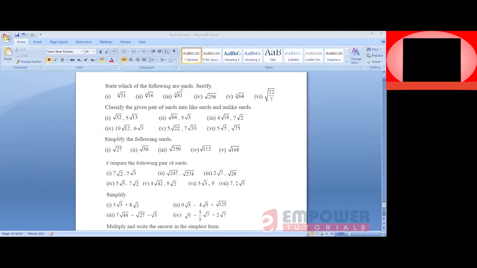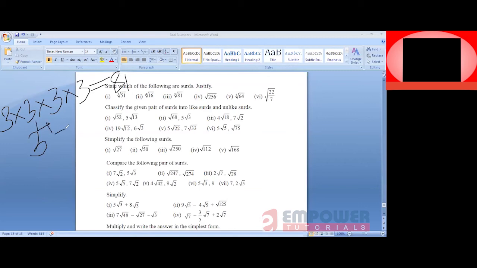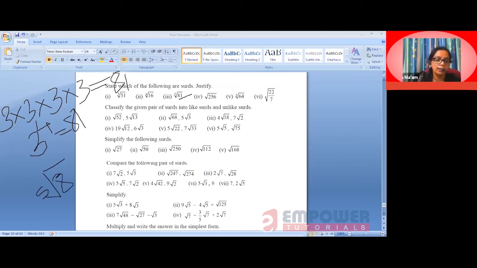What about this? Fifth root of 81. 3 into 3 into 3 into 3. So that will be equal to 81. So it will be 3 raised to 4 equal to 81. But here they have given us the fifth root. So the fifth root of 81 is not coming out exact. So this will be your surd because you cannot find the fifth root of 81.